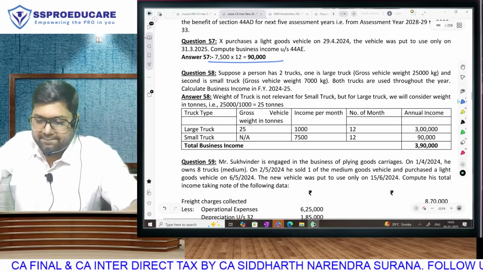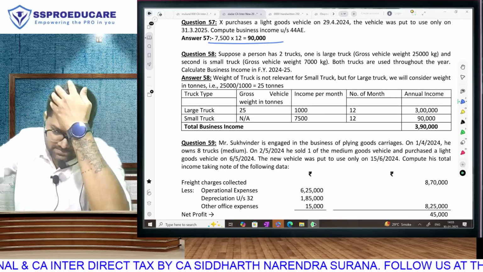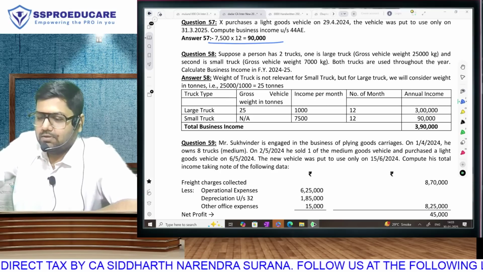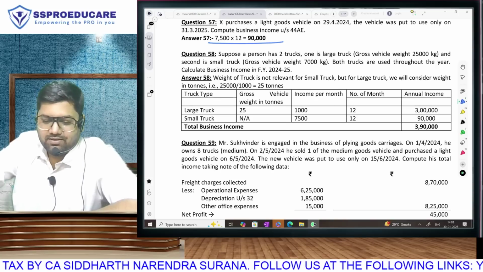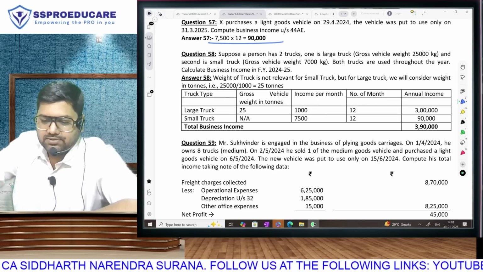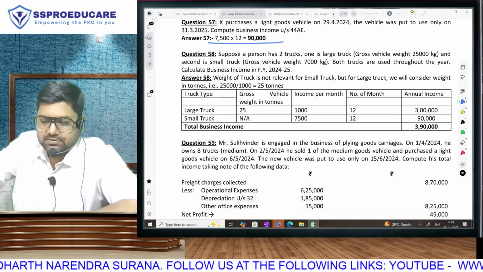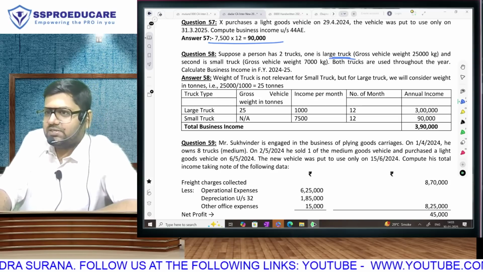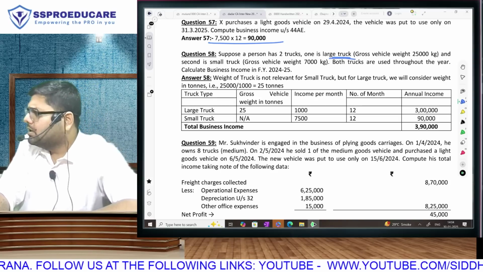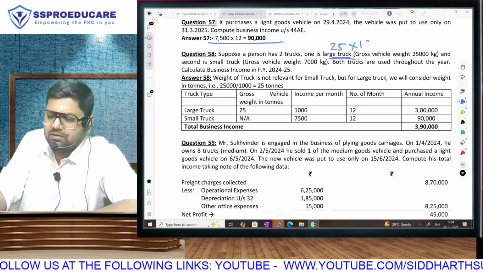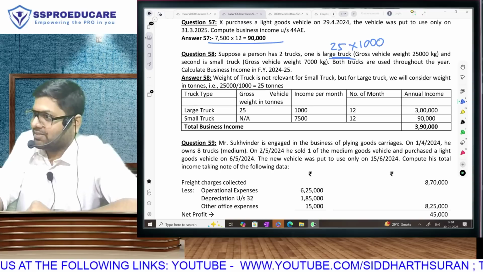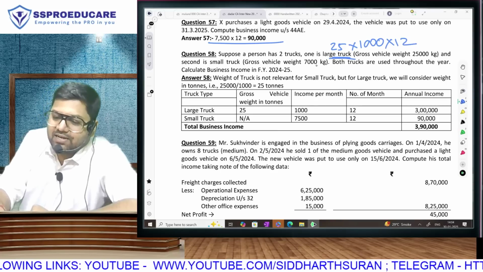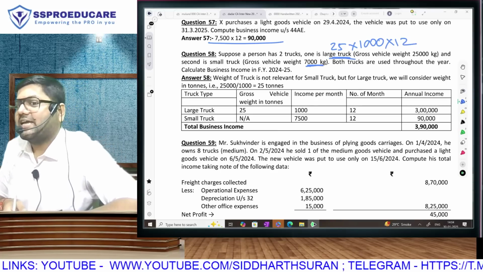Second question, 58. Suppose a person has two trucks. One is a large truck, gross vehicle weight 25,000 kgs. And second is a small truck, gross vehicle weight 7,000 kg. Both trucks are used throughout the year. Calculate business income in financial year 24-25. Now, the first one is the large truck. What is the tonnage of this truck? 25. That means what will be the monthly income of this truck? 25 into 1000. By the way, the weight in kgs is only the monthly income. And for how much time have we used the truck? Full year. So that will be 25,000 into 12. And the second truck's weight is 7,000. That means, can I say for the second truck we will do 7,000 into 12?